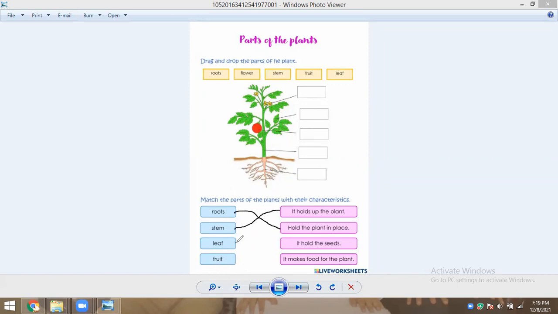Leaf makes food for the plant. Yes, very nice. And fruit holds the seeds.